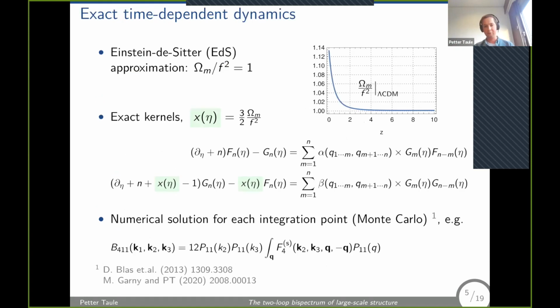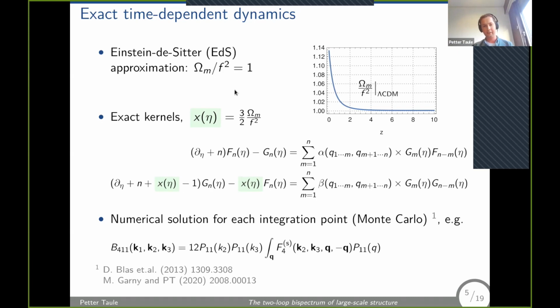And before I come to the 2 loop results, I also want to make a detour and discuss the Einstein-de-Sitter and exact time-dependent dynamics. In cosmological perturbation theory, one typically uses this Einstein-de-Sitter approximation, where you set omega over f squared, where f is the growth rate, to 1 in the equations. And this works very well, both because in lambda CDM this only deviates from 1 at very late times because of entering vacuum domination, and in addition, if you take into account the exact time dependence, this does not change the growing mode, it's only the decaying mode that's changed. And with this approximation, of course, you get these very nice analytic solutions for the kernels. But we also wanted to check this approximation.